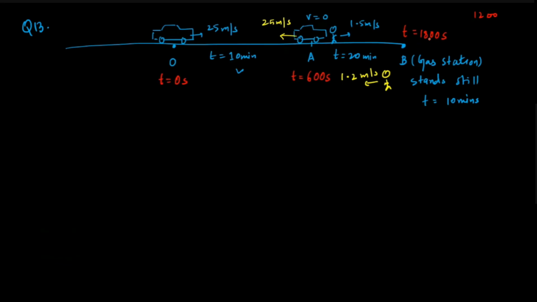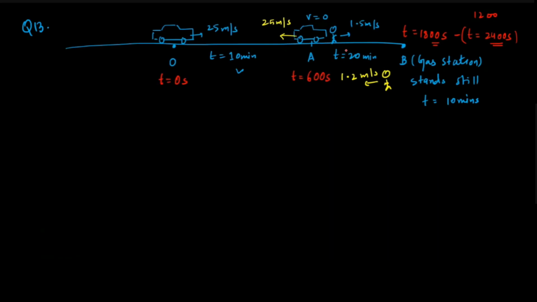Now it stays there for the next 10 more minutes. So from 1800 seconds, time has now changed to 2400 seconds. Now it is coming back at a slower rate. Now we don't know how much time it took, or is it given? No, we don't have the time it took. So we have to find out how much time it has moved from point B to point A, or you can say from the gas station to his car.